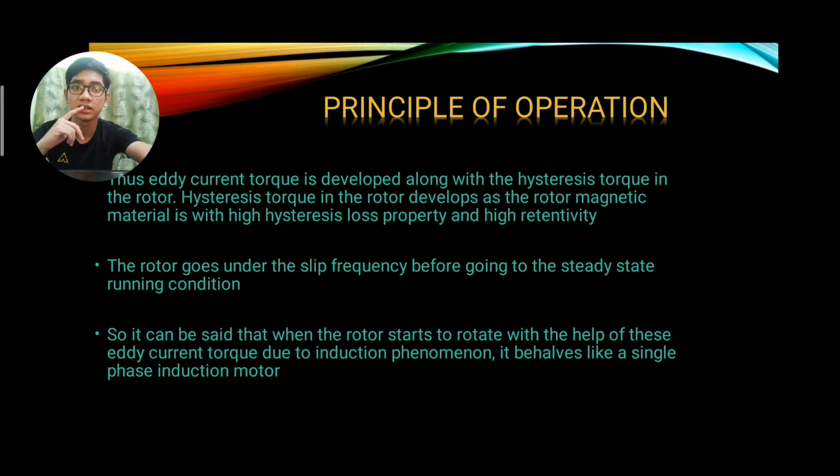Thus, eddy current torque is developed along with the hysteresis torque in the rotor. Hysteresis torque in the rotor is developed as the rotor material has high hysteresis loss property and high retentivity. What is hysteresis loss? Hysteresis loss is the power consumed by the magnetic domains for changing their orientation after every half cycle. Get it?